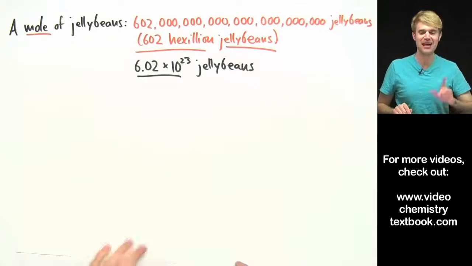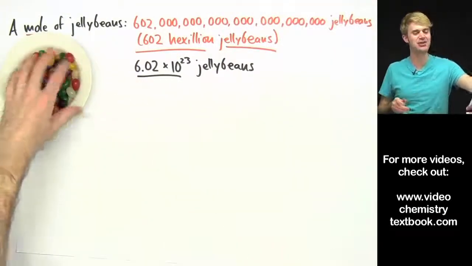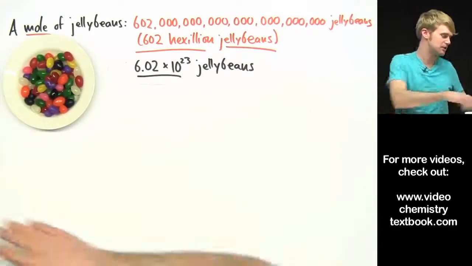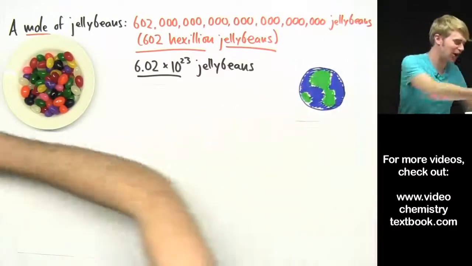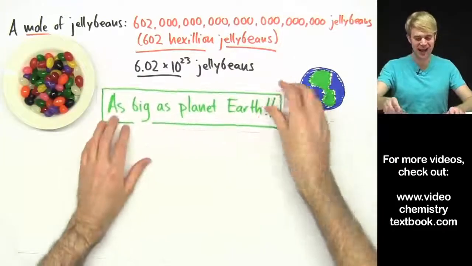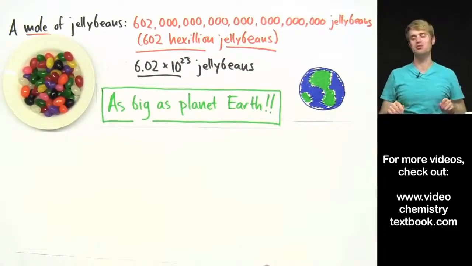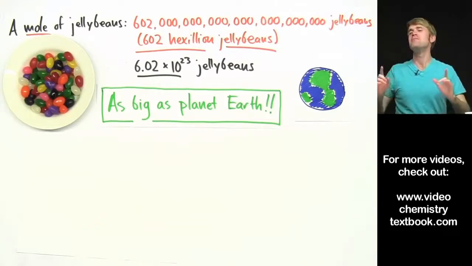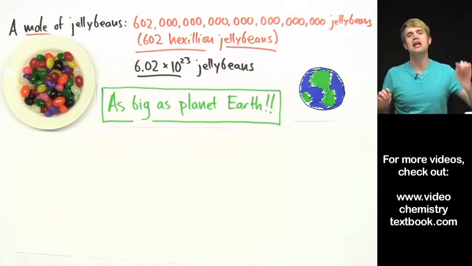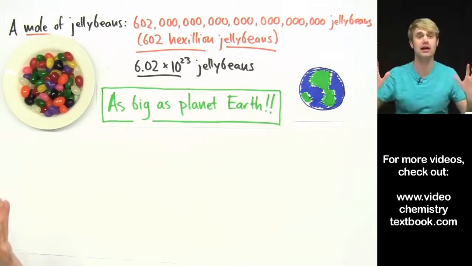Okay, if you had 602 hexillion jelly beans, that would be as large as the entire planet Earth. A mole of jelly beans would be as big as the planet Earth. That is crazy. Think about how many jelly beans that is. I mean, really, think about how many jelly beans it would be if your house were filled with jelly beans. Okay, that would be gigantic.